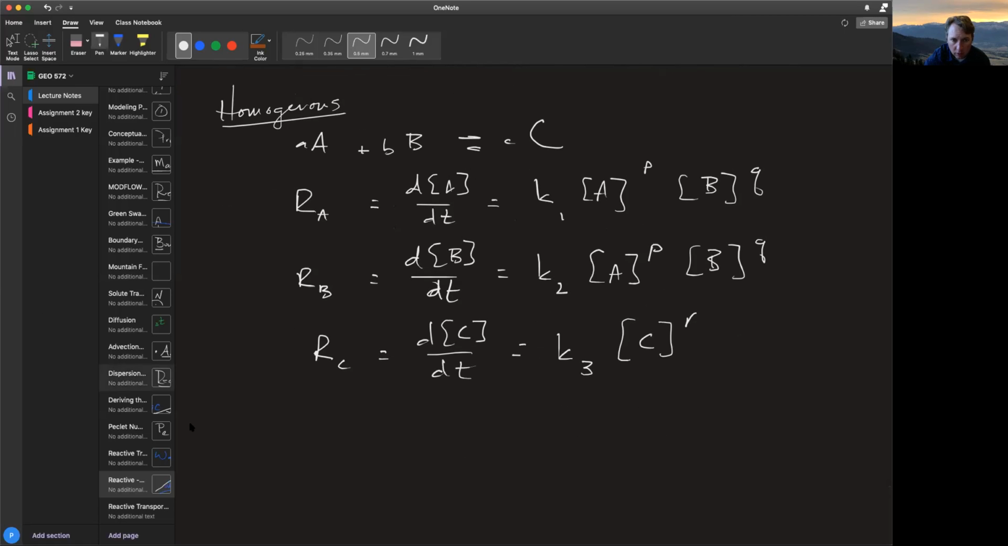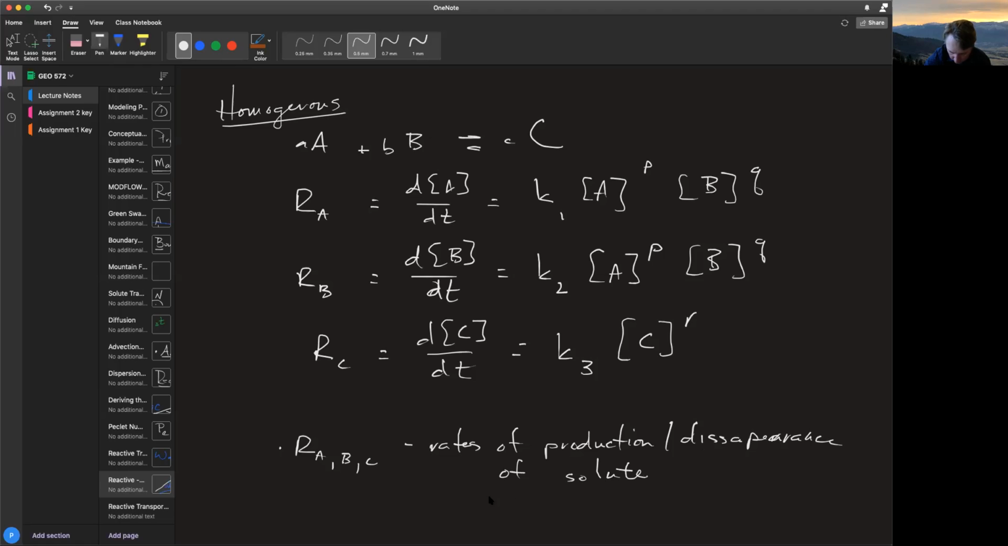And so R_A, R_B, and R_C, these are the rate of production or disappearance of solute. All right. K1, 2, and 3, this is the reaction rate constant.